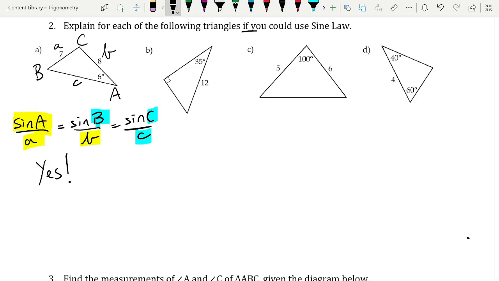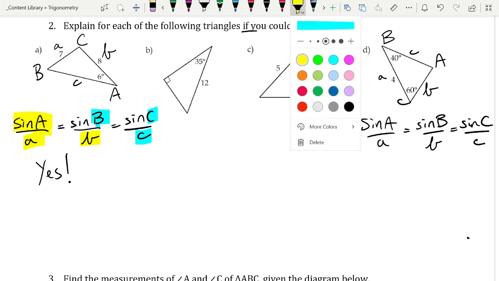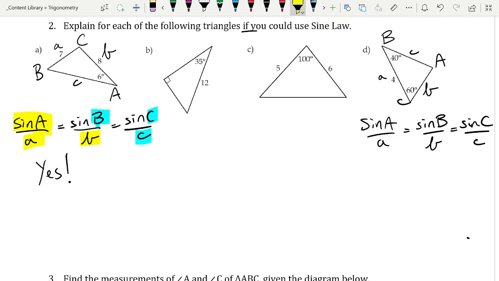And then we jumped over to D, and for the same thing, sine of A over A equals sine of B over B equals sine of C over C. So let's try this out. If I call this angle A and that side A, and this angle B and that side B, and this angle C and that side C, well, let's see. Hang on. Let me go back to my highlighter here. Here's what I know in yellow. I know angle C, and I know angle B, and I know side A.